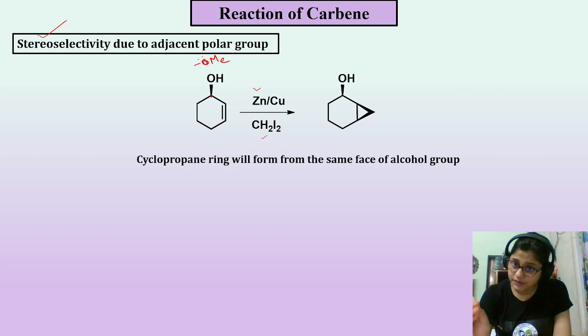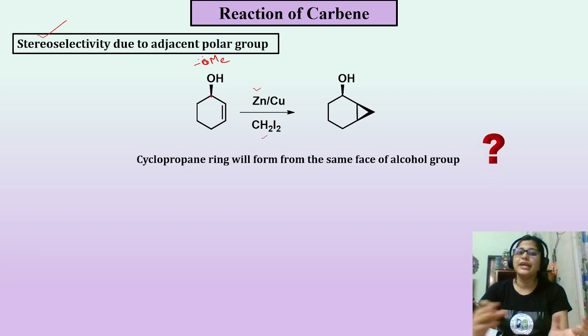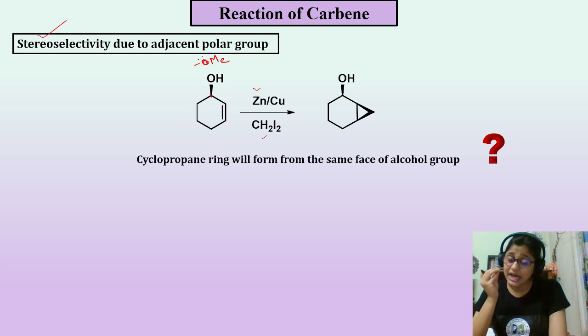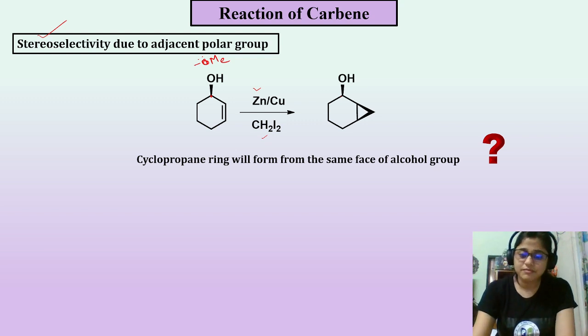Cyclopropane ring will form from the same side of the alcohol group. Why? Question. So in every step, in whatever reaction or mechanism you are reading, everywhere, you should have questions in your mind. Having questions is a great thing for understanding a topic. Then you will know that you are interested in knowing many things about this.